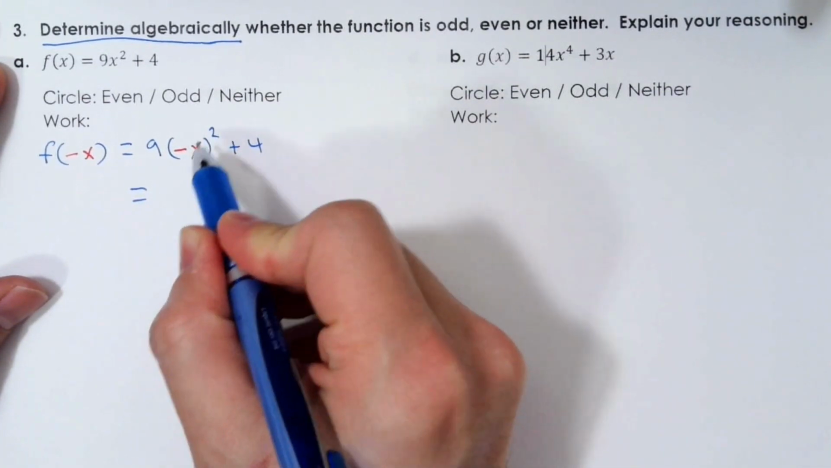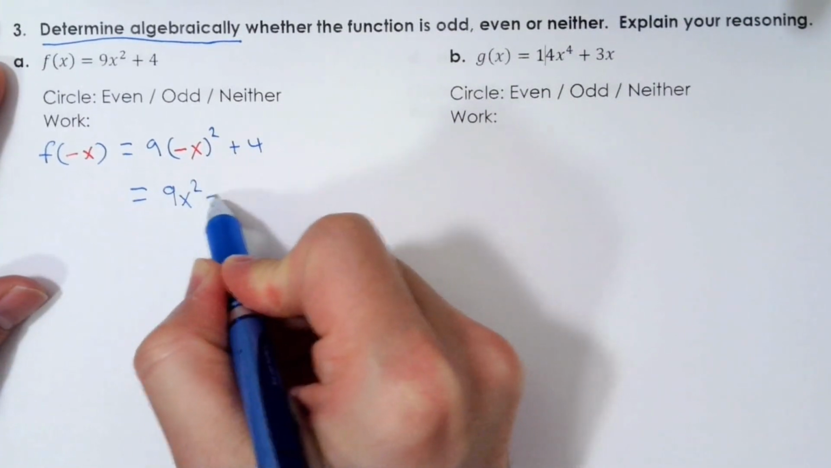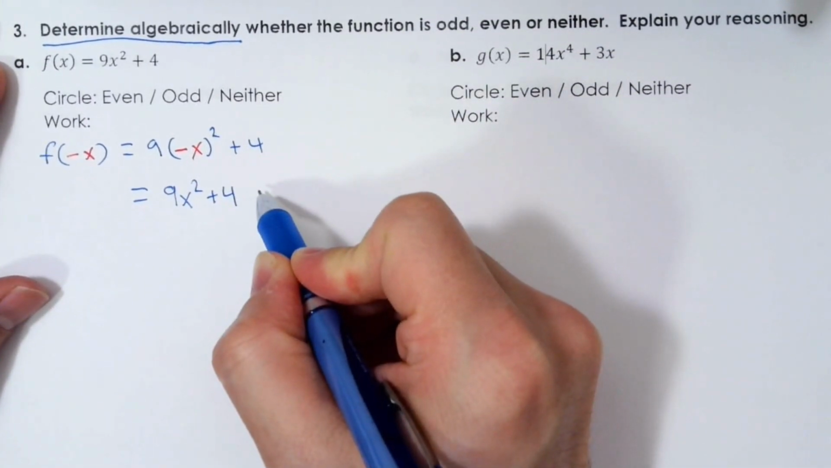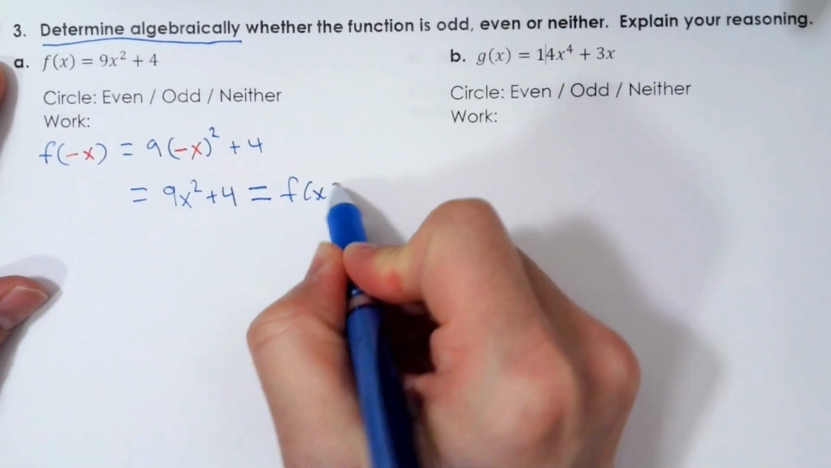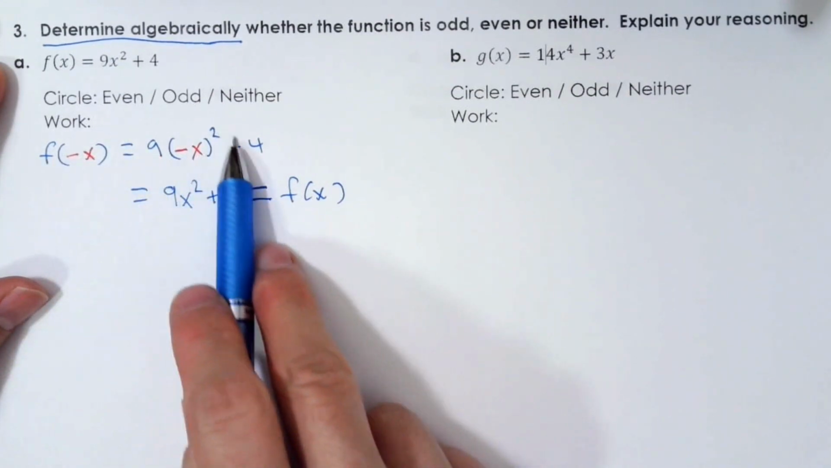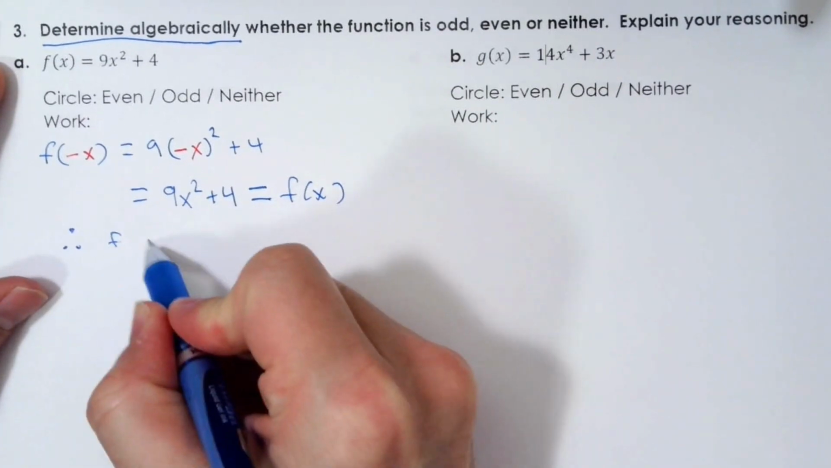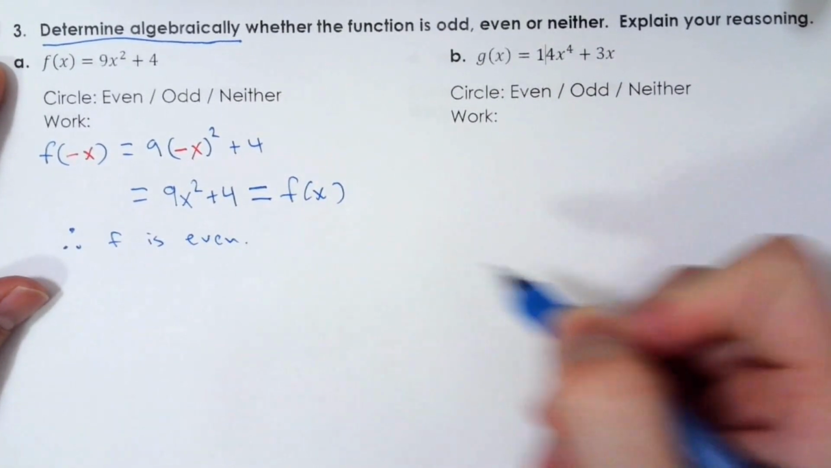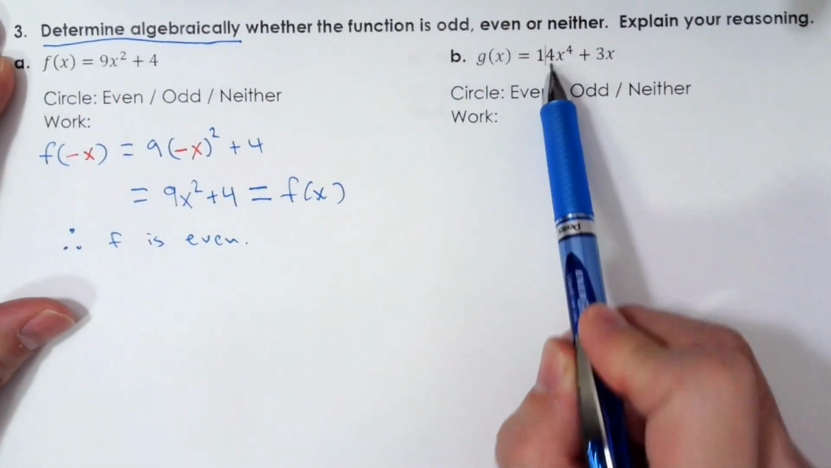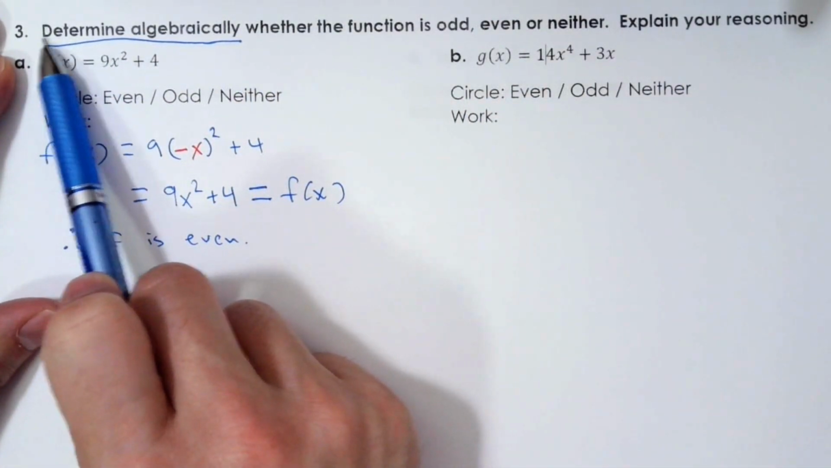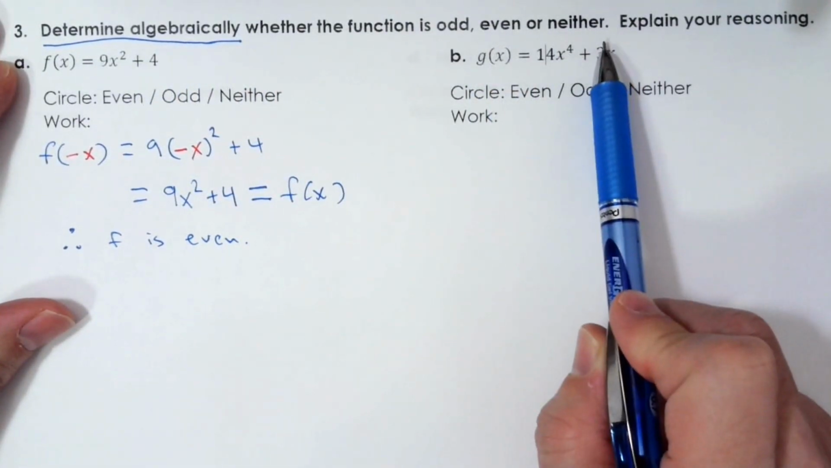Negative x times negative x, that'd be positive x squared, which is the original function. So we've shown f of negative x is f of x. Therefore, f is even. There are shortcuts you can use to determine even and odd, but that's not what it asks you for here. It asks you to determine algebraically whether the function's odd, even, or neither.